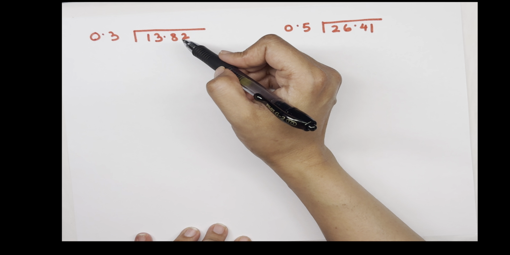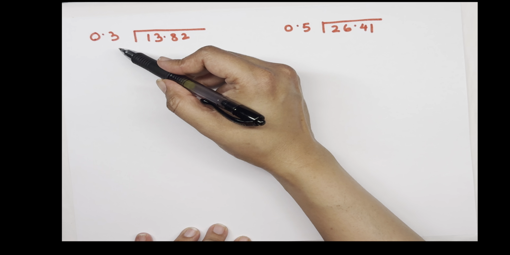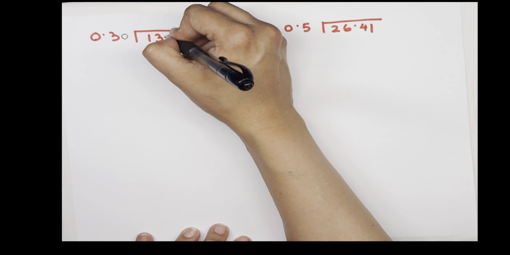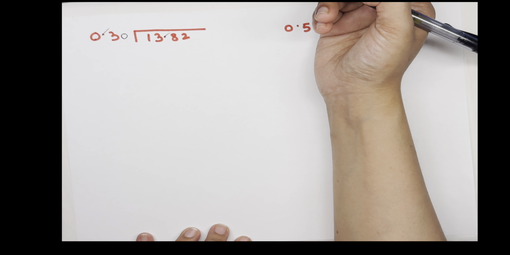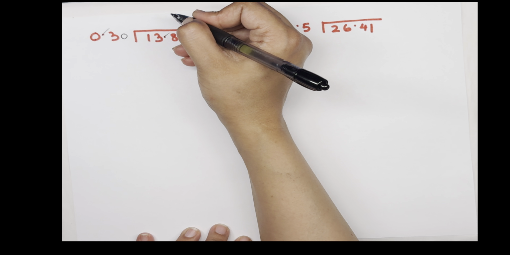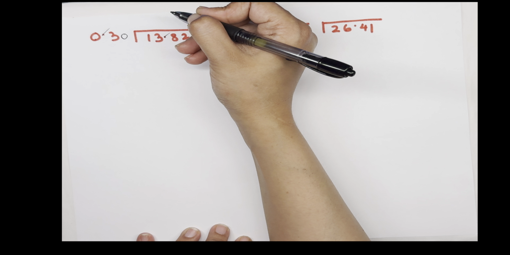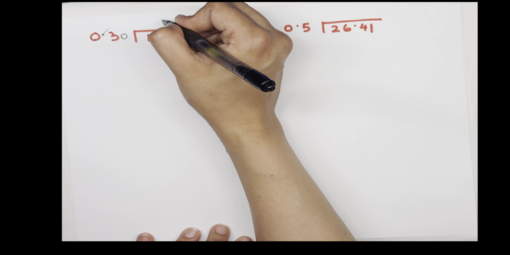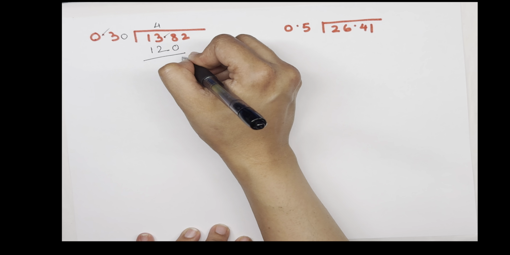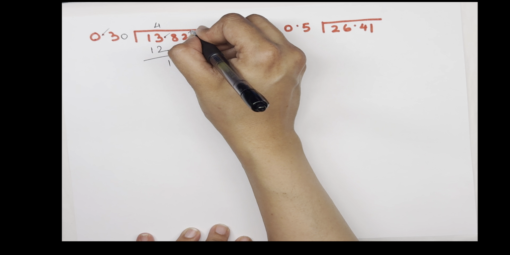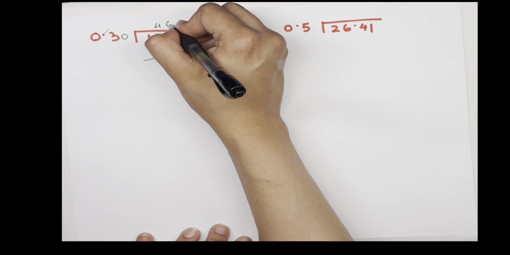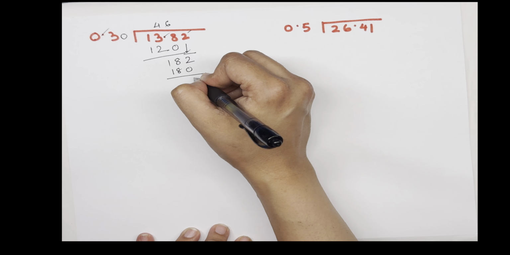30.82 divided by 0.3. There are two digits after the decimal and one digit after the decimal. In order to take out the decimal, I put a 0 here. Now take out the decimal. So the problem becomes 1382 divided by 30. Let's start doing the division. 3 times 4 is 12. 8, 1. Bring down 2. 3 times 6 is 18. 2.